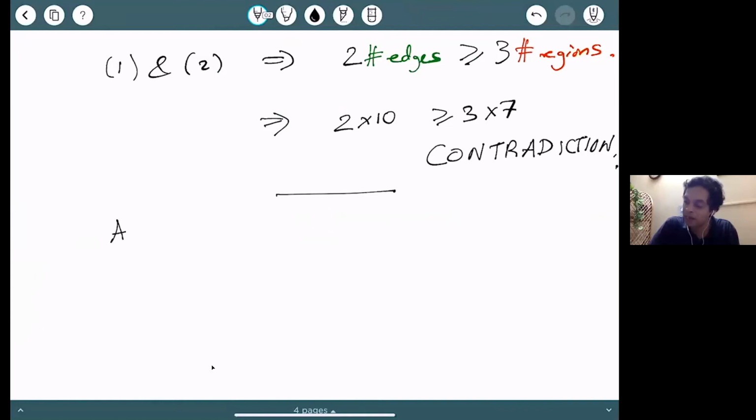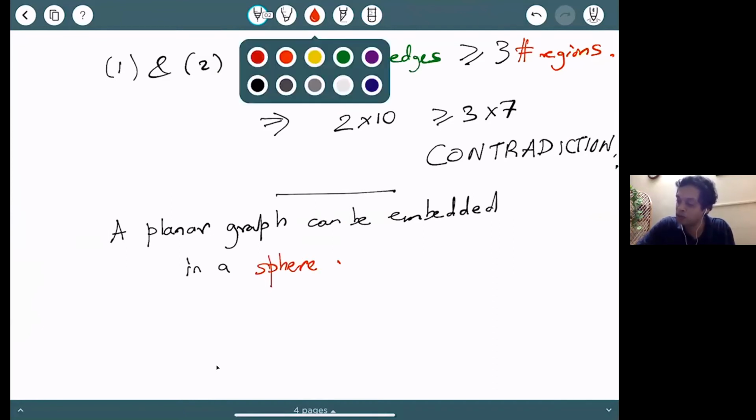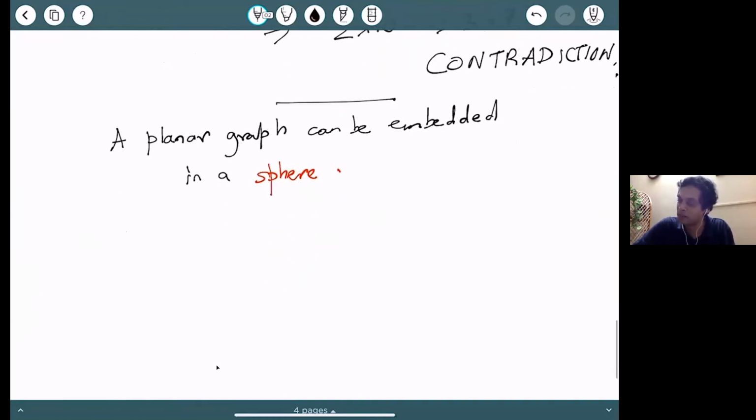So a planar graph can be thought of as embedded in a sphere. So the basic topological space, somebody mentioned balloons. So this is something that topologists will call a sphere, right?